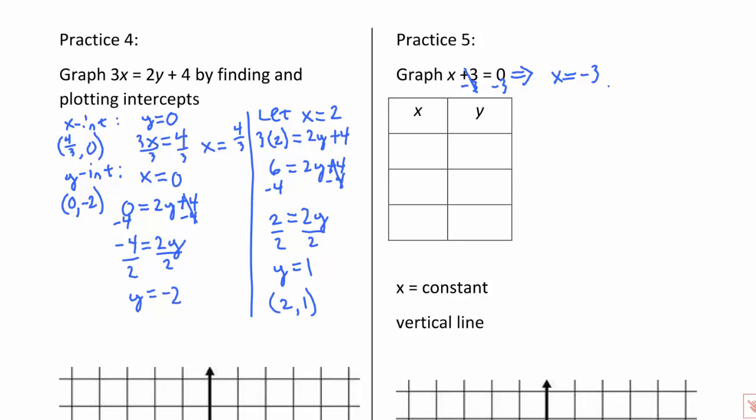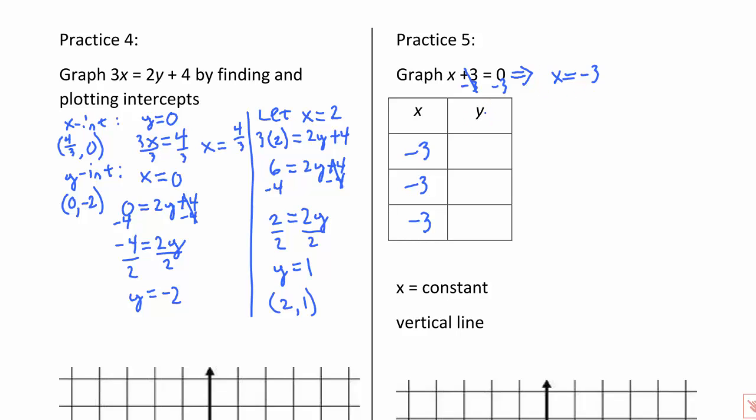Remember, coordinates are only solutions to an equation if the coordinates make the equation true. That means that for this set of coordinates, the x value has to be -3. So there's going to be a -3 here, a -3 here, and a -3 here. All of these x values must be -3 because it's telling me x is equal to -3.